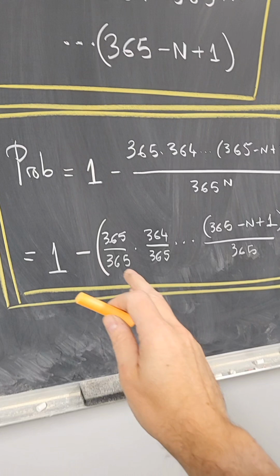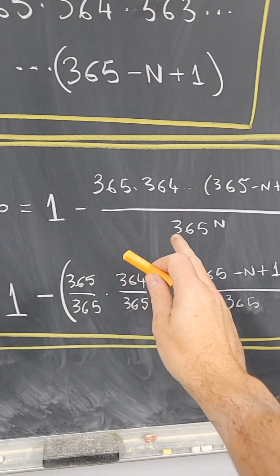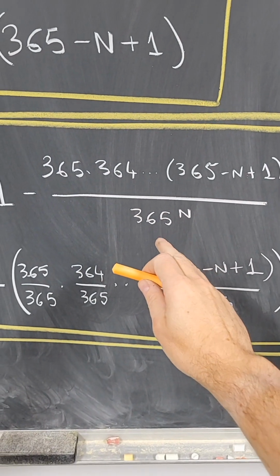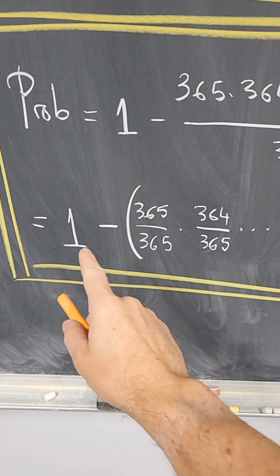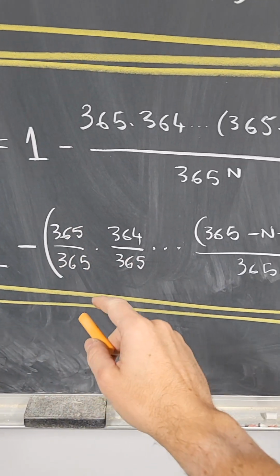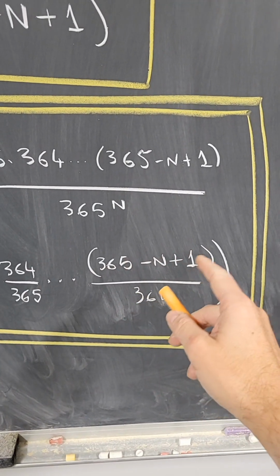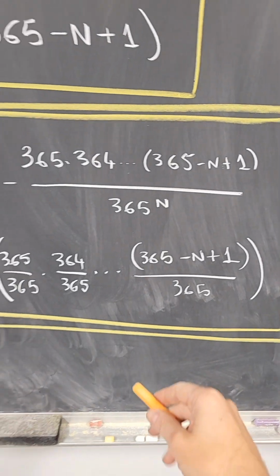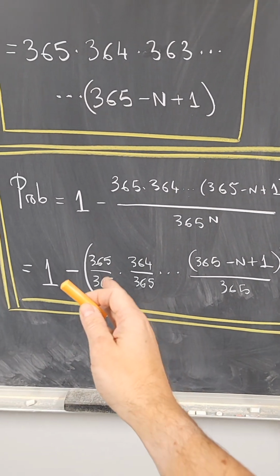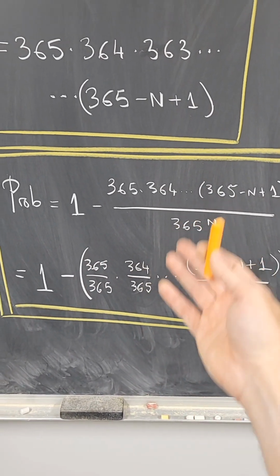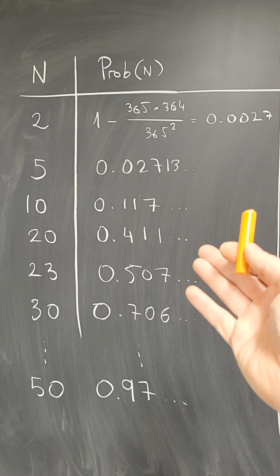So what we get is the probability will be 1 minus the product of favorable cases divided by the total number of cases, or equivalently 1 minus 365 divided by 365, times 364 divided by 365, and so on up to 365 minus n plus 1 divided by 365. So this is a formula for the probability of the event that there is at least one match. And then you can compute values.